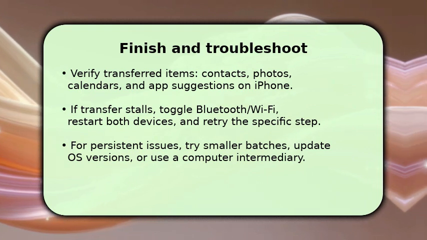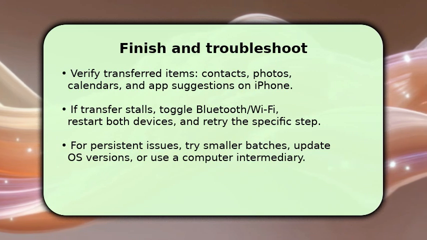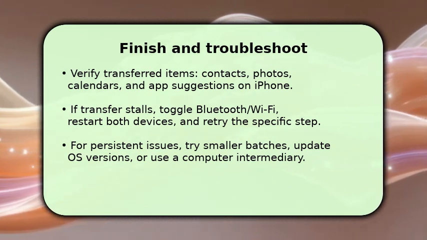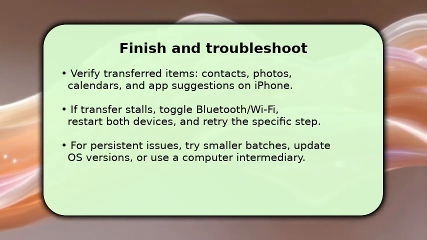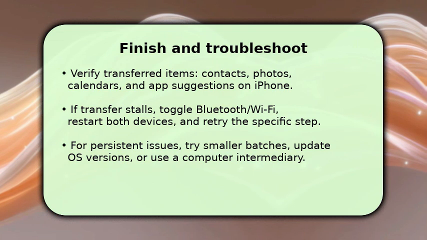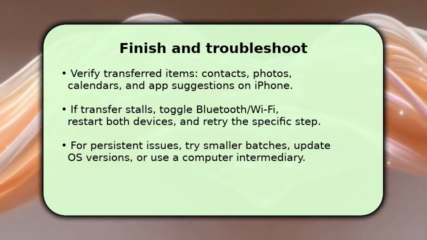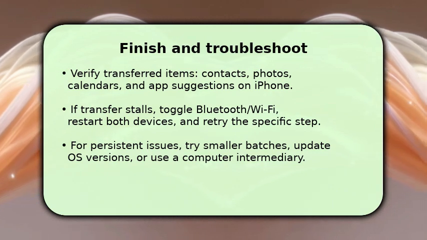If the transfer stalls or items are missing, first toggle Bluetooth and Wi-Fi, restart both phones, then rerun the transfer for the remaining files. As a key troubleshooting tip, try sending smaller batches or use a computer as an intermediary backup. Also ensure both OS versions are updated, because mismatched software often breaks pairing and transfer routines.